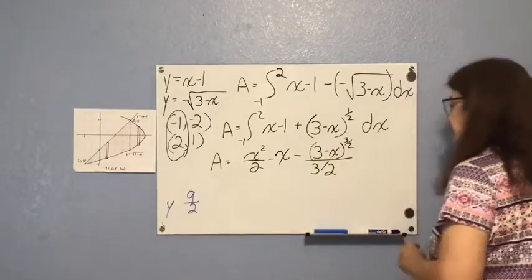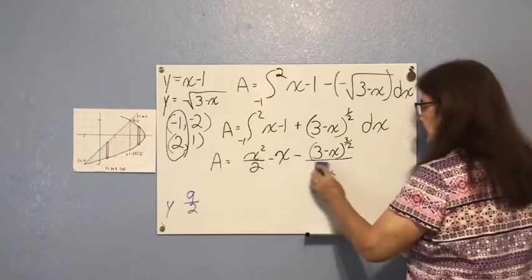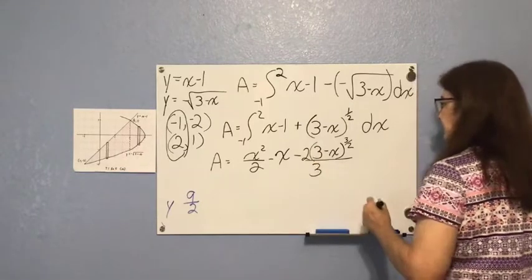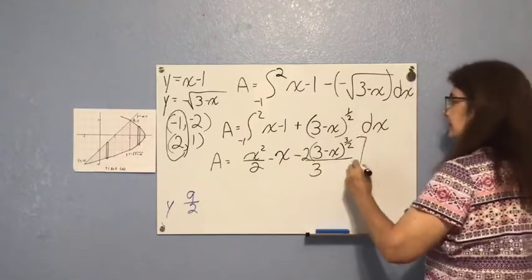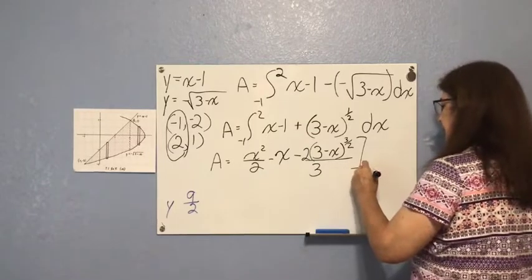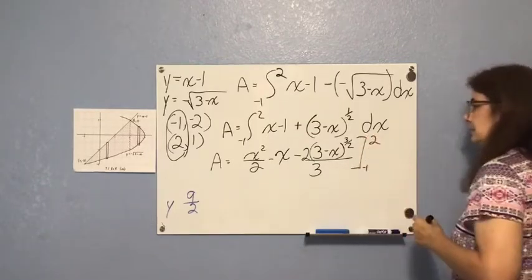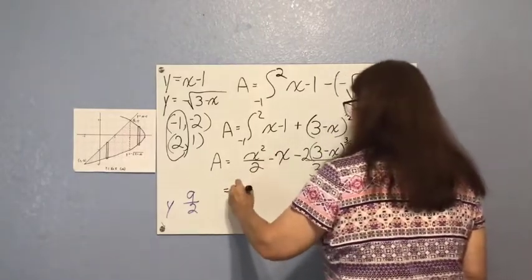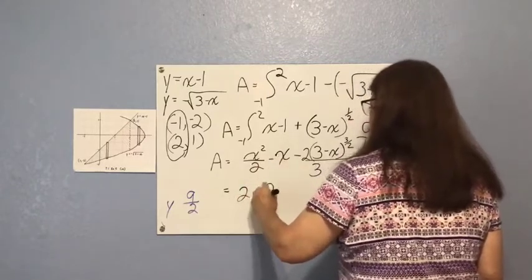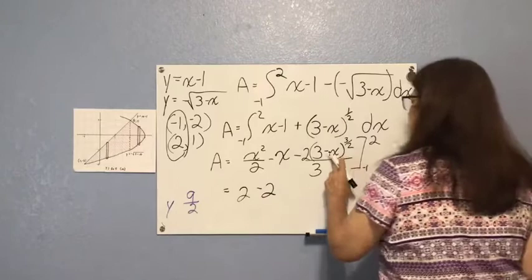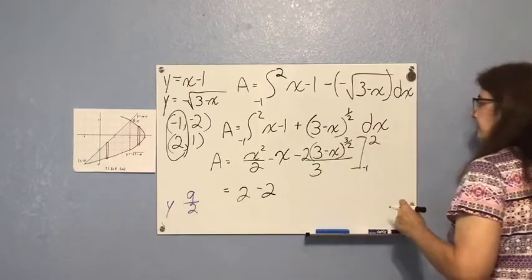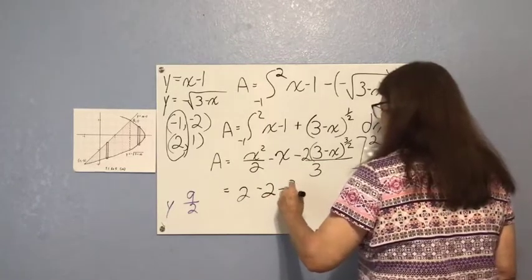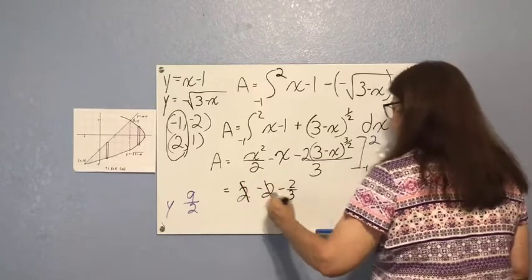And if you don't like that fraction in the denominator, we can change that and write it this way, 2 over 3. And we're going to evaluate this from -1 to 2. So at 2, I've got 4 divided by 2, which is 2, minus 2. And then when I put a 2 here, I'm going to get 1 to the 3/2 power, which is just 1. So I have minus 2/3. Okay, and these 2's are going to cancel out.